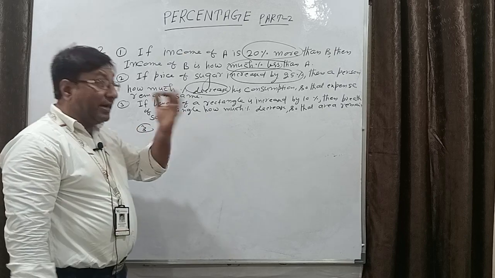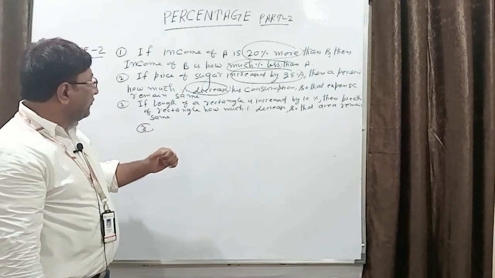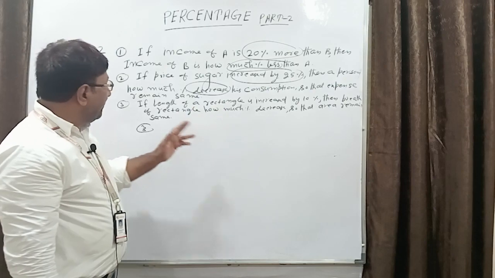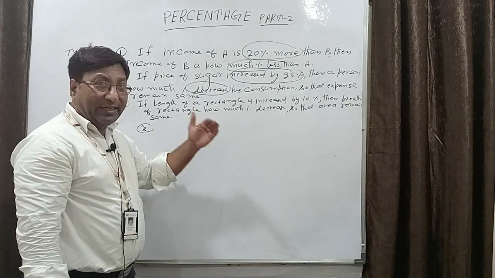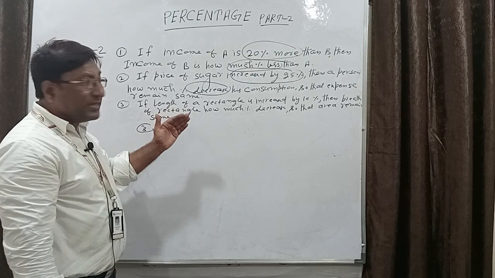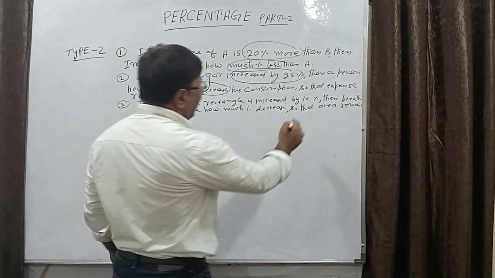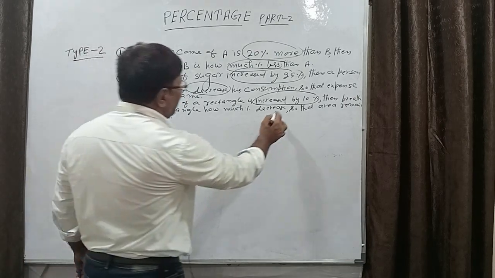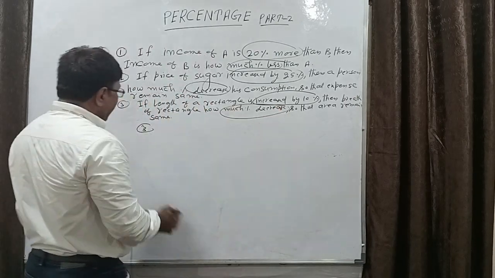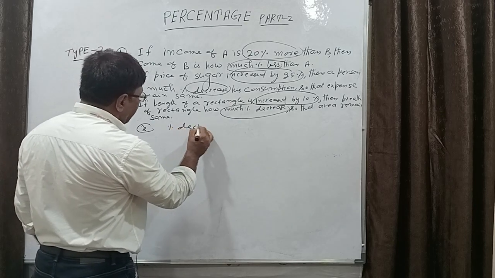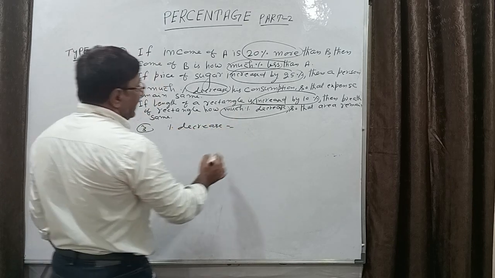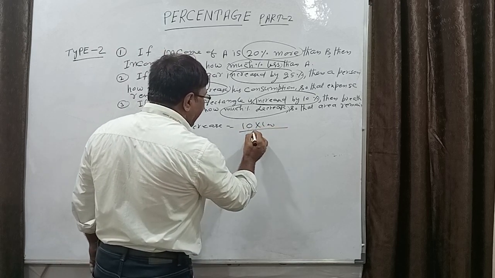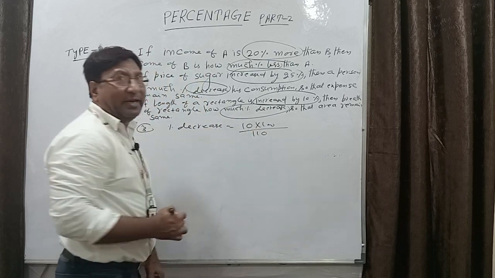So here is the third question. Same type of question, style different: if the length of a rectangle is increased by 10%, then by how much percent should the breadth of the rectangle decrease so that the area remains the same? So again in this question what is given? Percentage increase is given, and what are we finding? How much percent decrease. So the same technique here, that is percentage decrease equal to what? Given percentage into 100 divided by 100 plus given percentage, that is 100 plus 10.